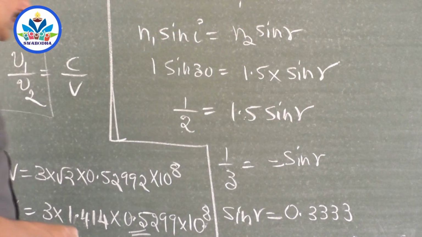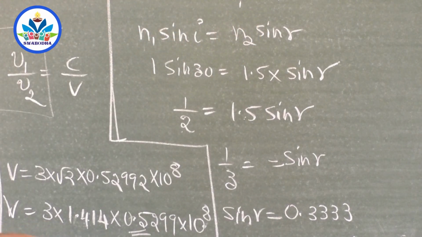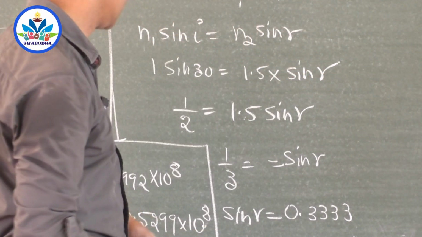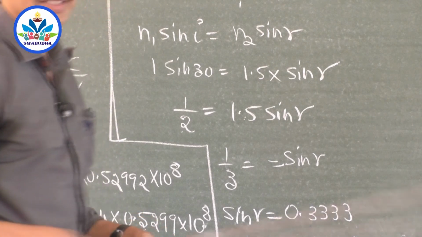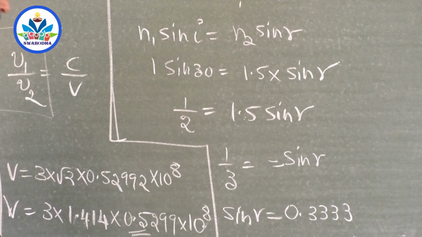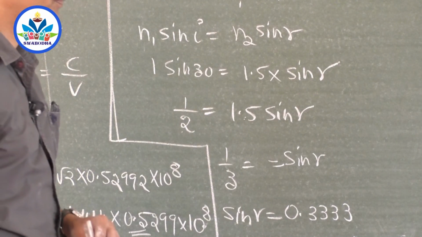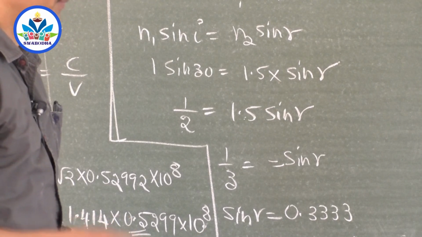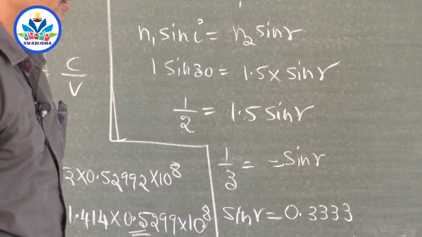So how to search 0.333 in sine? We don't have 0.333 here. We have to go back, I think. It is less than 30 degrees. Sine 30 is 0.5, right? But this is 0.333, so it will be less than that. You have to go to the previous page.